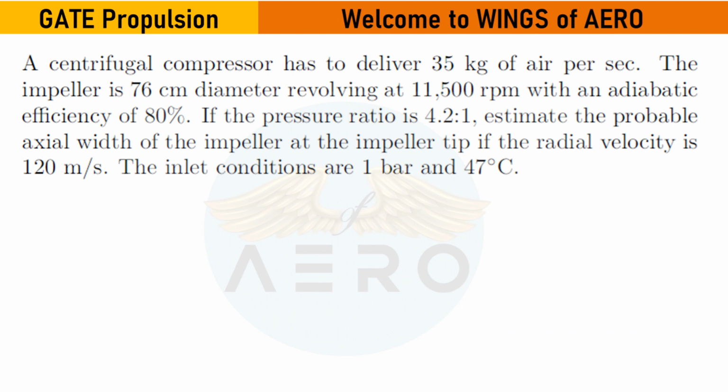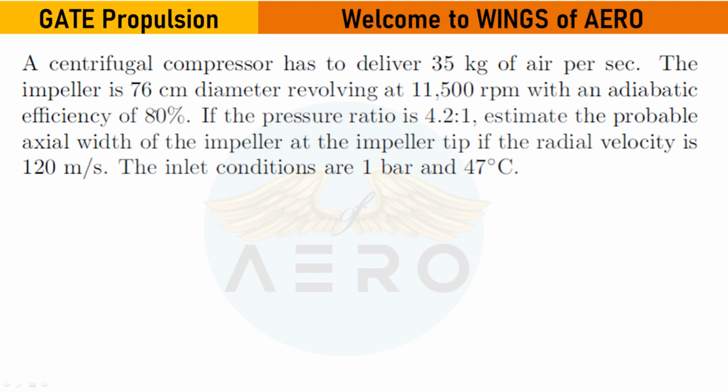Now let's come back to the problem. Let's solve the problem. A centrifugal compressor has to deliver 35 kg of air per second. Sometimes when you are solving a problem, you may not be able to identify the given facts that they are asking in the question. So you can also have a look at the units. Using units you will be able to identify what they have actually asked in the question.